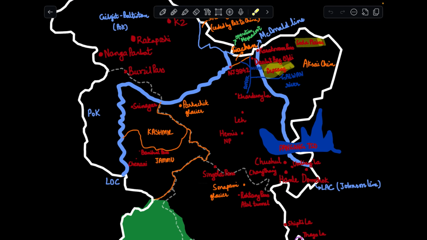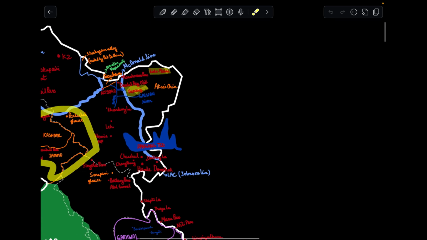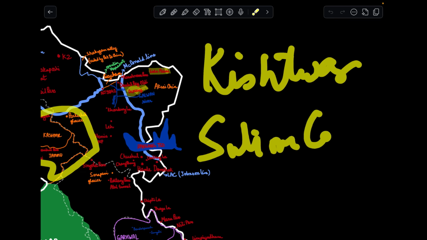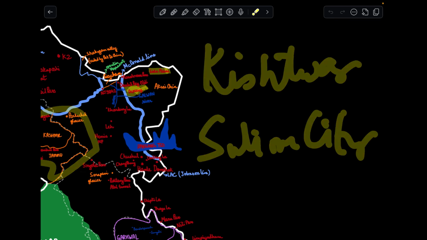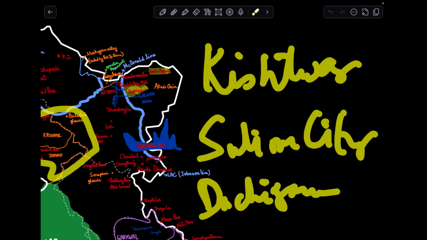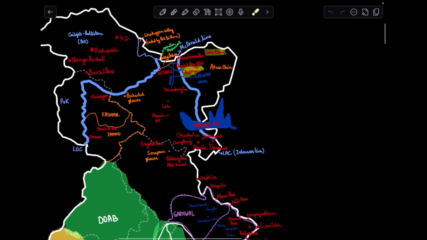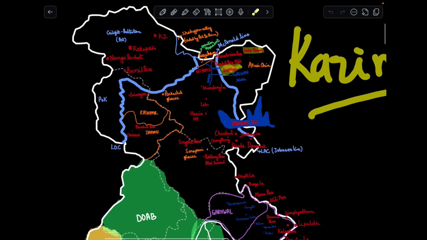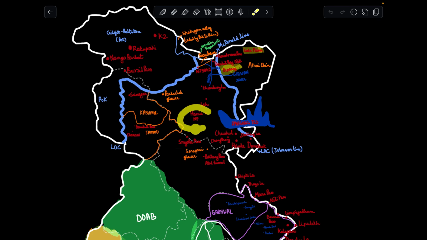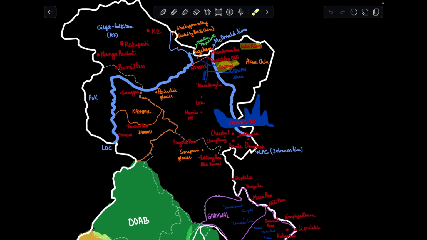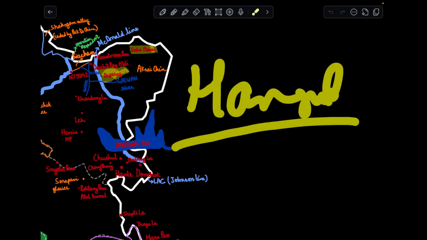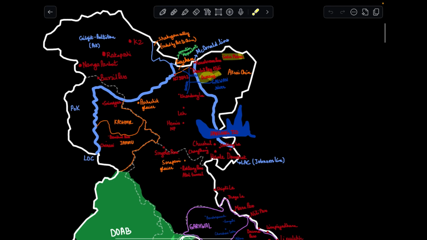And the national parks, let's just revise the national parks in this area, Jammu and Kashmir. So the national parks were Kishtwar, Salim Ali, or the City National Park, then Dachigam and Kazinag. So these were the national parks in this area, and in Ladakh, all of us know the Hemis National Park. So just let me know in the comments where Hangul was found. So this was recently in the news, and we have discussed this in our previous videos.